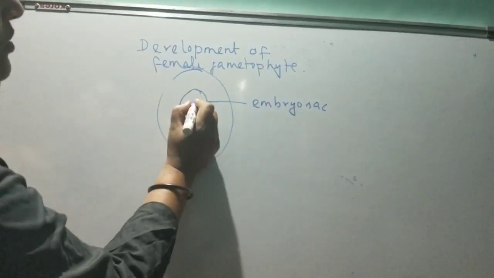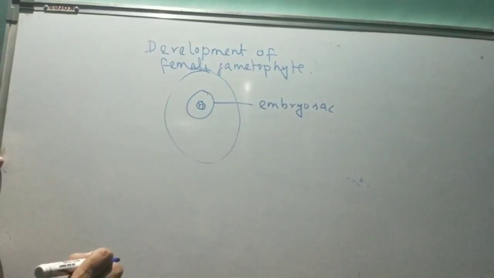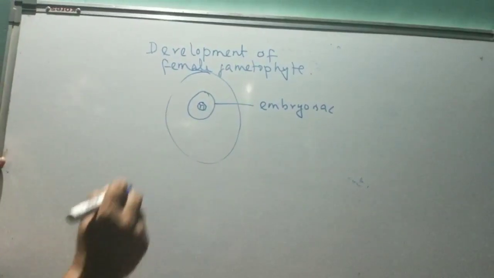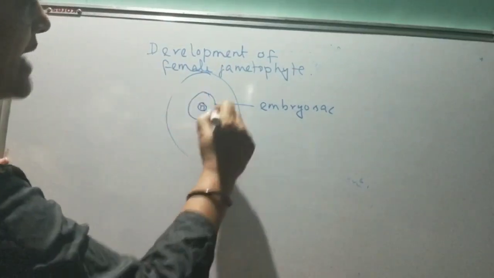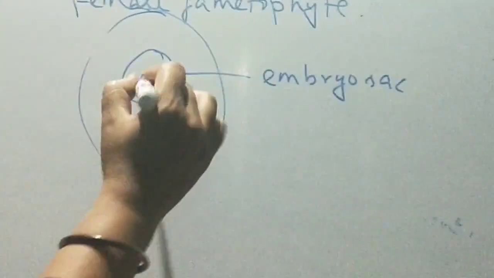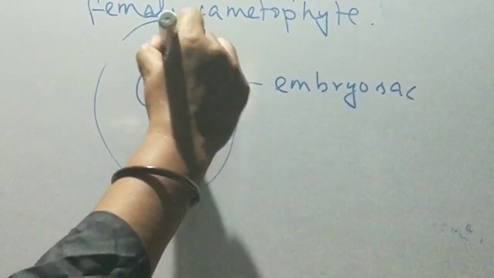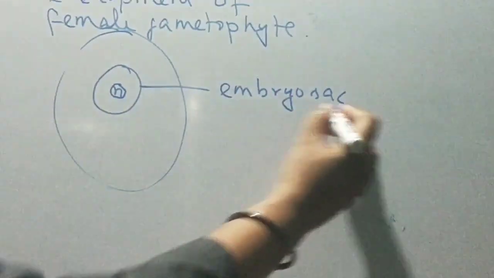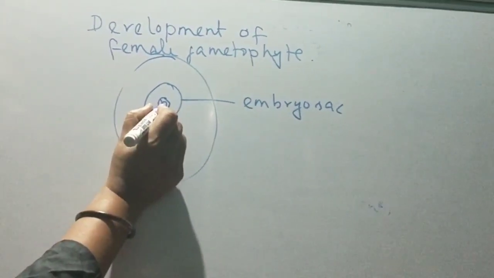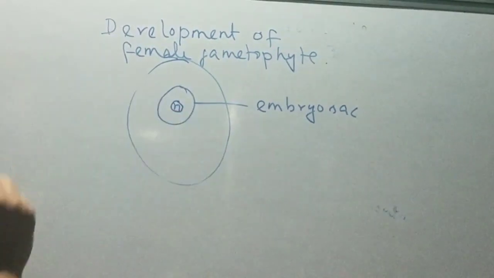Now look here, the nucleus present. The nucleus divides thrice by mitosis. Thrice means 8 nuclei inside the embryo sac present in the ovule. Inside the ovule, this is the functional megaspore having chromosome number N. That functional megaspore enlarges forming the embryo sac, and the nucleus inside divides thrice.